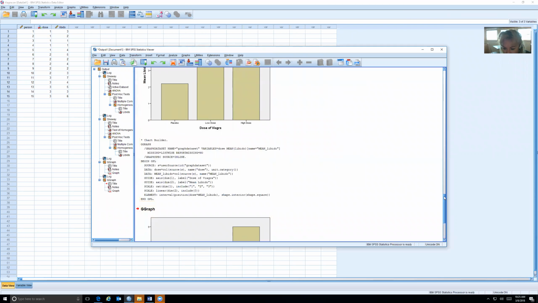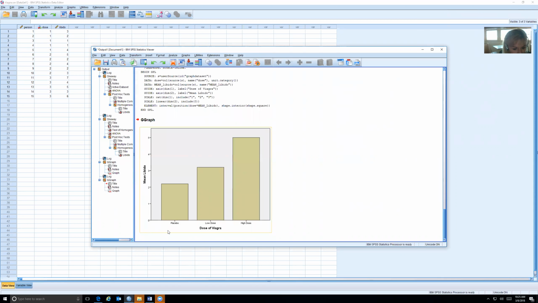And look at this nice bar chart that SPSS gives me. So I know the placebos had a mean a little over 2, the low dose were a little over 3, and the high dose were up here around 5. That's a very nice visual for me. In fact, that's a great segue into ANOVA.